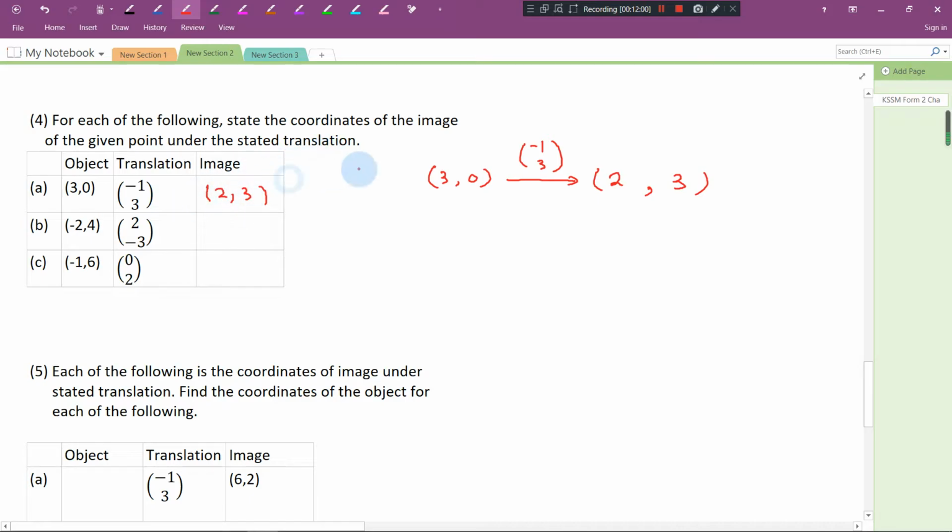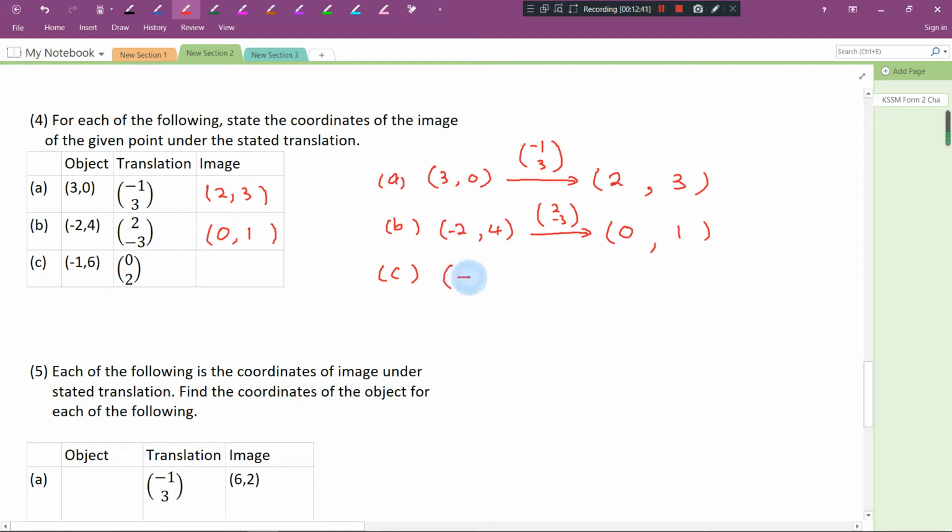So how about B? So this is A. How about B? Same thing. I write this way first, so it's easier for us to get the answer. So now I have 2, -3. -2 plus 2, 0. 4 minus 3, 1. Oh, this is -3. Yes, correct. So 0, 1. Let me check again, correct or not. -2 plus 2, 0. 4 minus 3. Correct.